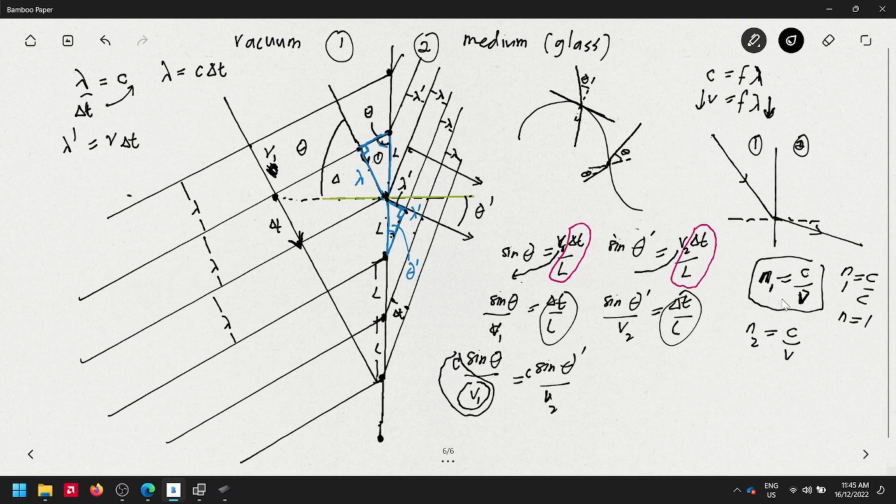I'm replacing this with N1, and then I'm replacing this with N2. But for this case, we are having the vacuum, so V1 is C. So C over C is 1. So the refractive index is basically 1. It is basically 1, okay? So now I can deduce that N1 sine theta is equal to N2 sine theta prime. Or you can say this is theta 1, this is theta 2.